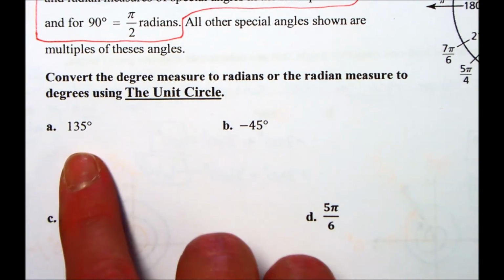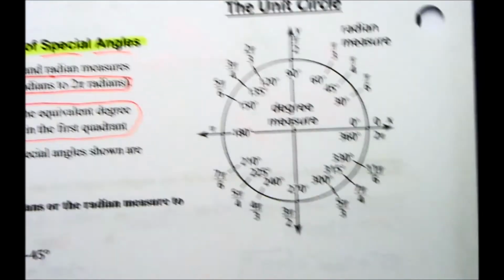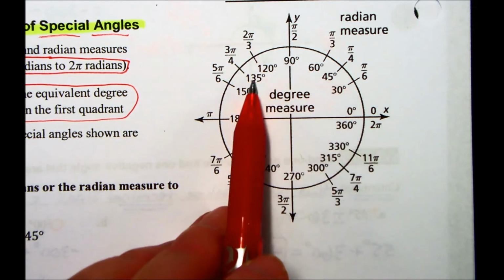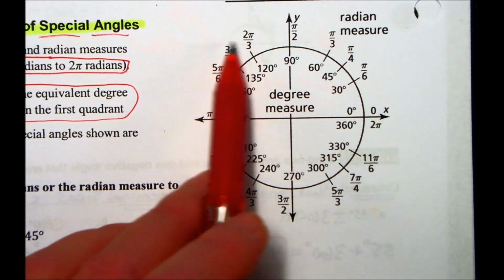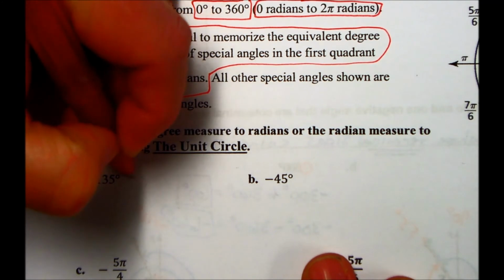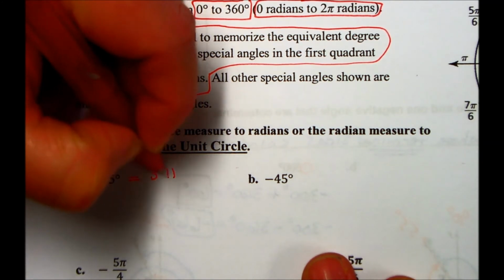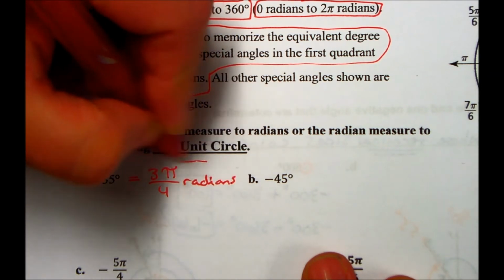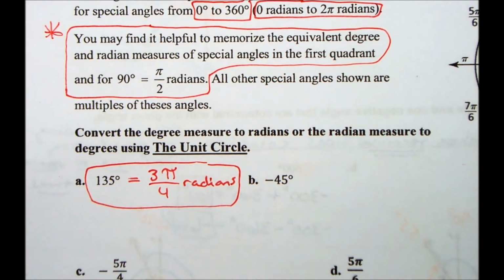So if I'm trying to find 135 degrees and what that measurement is in radians, I just look at my unit circle. Here's 135 degrees. In radians, it's 3 pi over 4. So that's all we do is look at the circle, and that equals 3 pi over 4 radians. And that's it. So it's nice when we have the special ones.